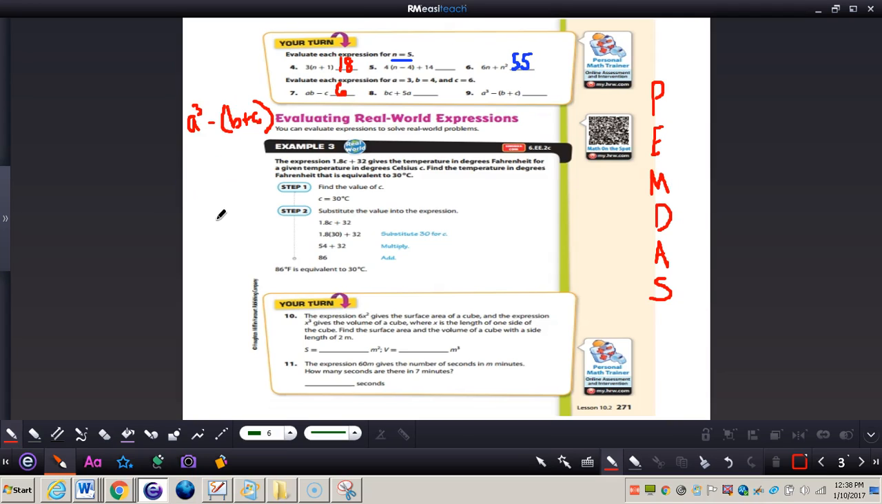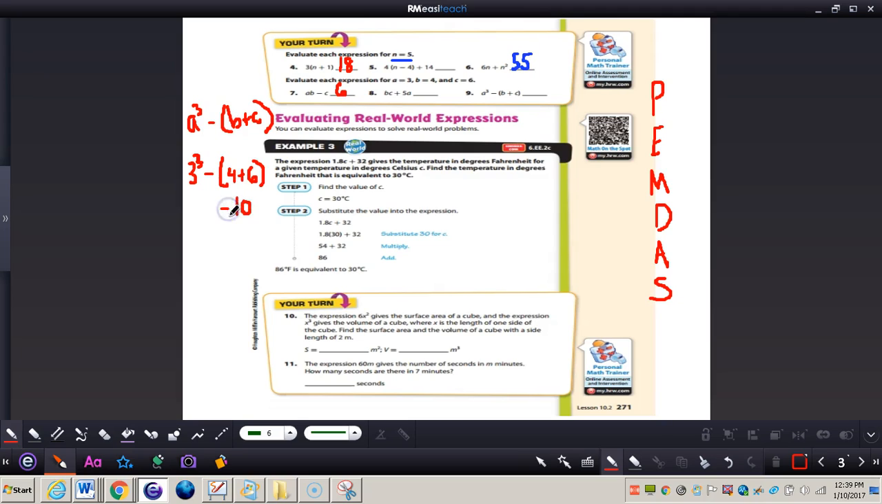We have a to the power of 3 minus (b plus c). So first of all, we need to plug in the numbers for the variables. So now we have 3 to the power of 3 minus (4 plus 6). Now, first of all, we will do the parentheses in the order of operations, which is 4 plus 6, and that will give us 10.